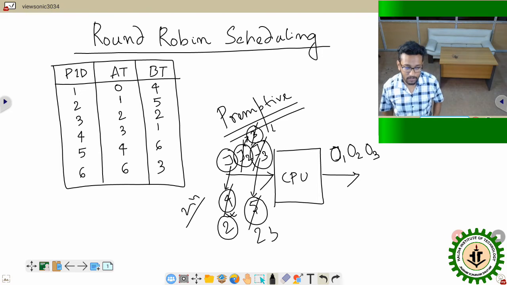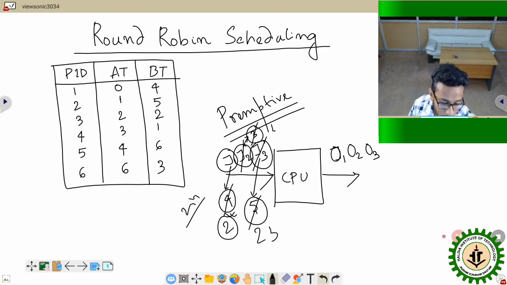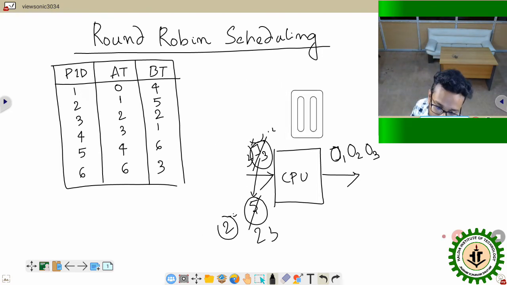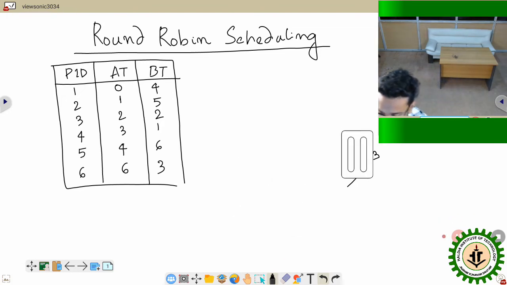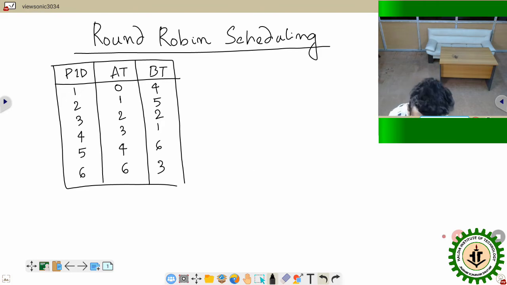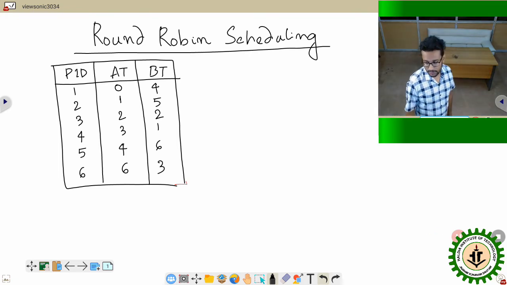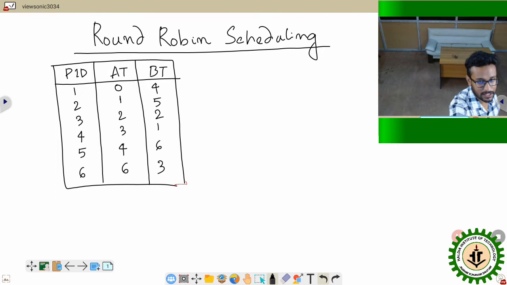So I have written a small problem. Here you can see I have written a small problem. This problem is very important for any kind of examination. It may be GATE, NET, SET, or ISRO, or wherever you go. This problem is very important. So now give your concentration to this problem. Here I have written round robin scheduling, and as I have already told, this one is preemptive scheduling.